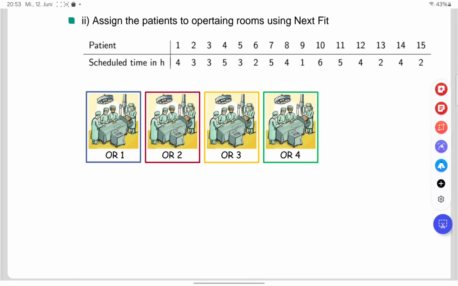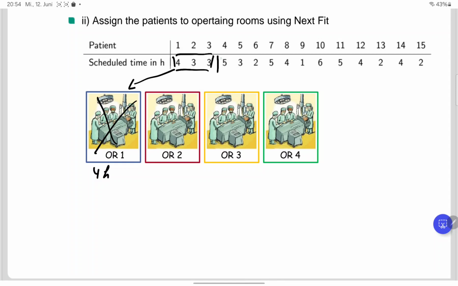I think. Okay. No. So we are left with... Okay, wait. So the first operating room was closed. We are left with 4 hours. The second one, we also had 4 hours. So these patients were assigned to the first one. The fourth, fifth, and sixth patients were assigned to the second one. So, we again still have a capacity of 4 hours.